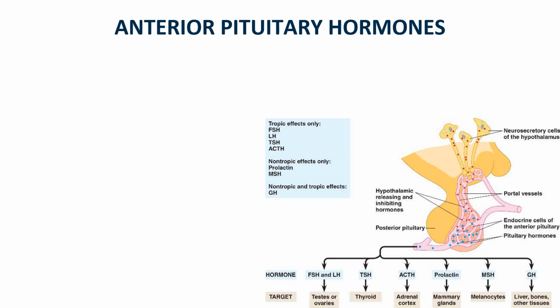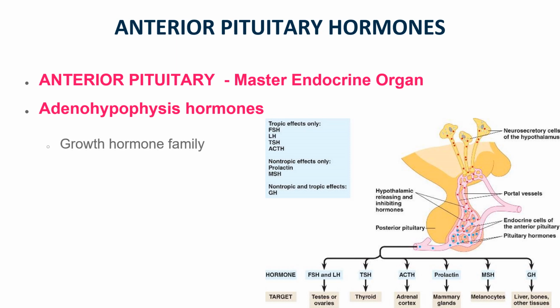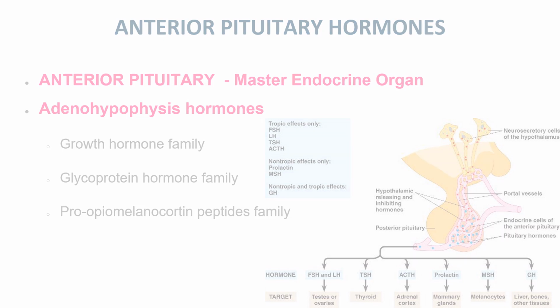The main topic is the anterior pituitary hormones. The anterior pituitary is truly the master endocrine organ. The hormones are broadly classified into three categories: the growth hormone family, the glycoprotein hormone family, and the pro-opiomelanocortin peptide family.